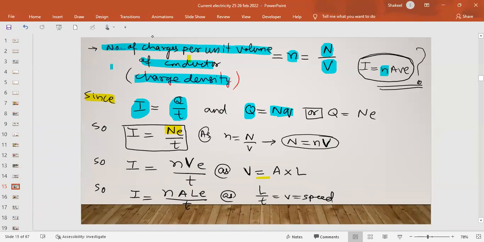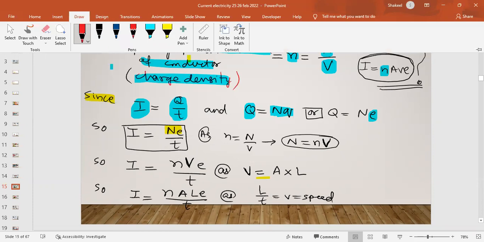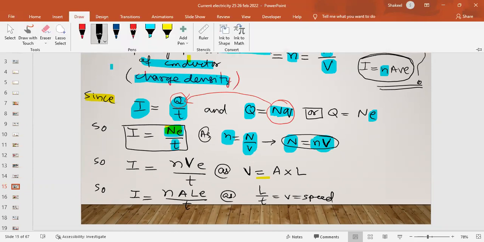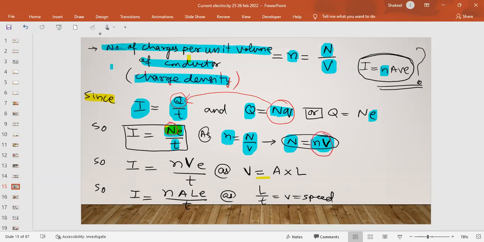Okay, now instead of the charge we can also write e. Q or e is the same thing. So what we do is we put this value of Q into it. When you put this value, you see you get a new expression, NE over T. Okay, now you know that the charge density is N over V, and from there capital N is charge density into V. So now you will replace the value back in place of N. You will replace this value back in place of N.